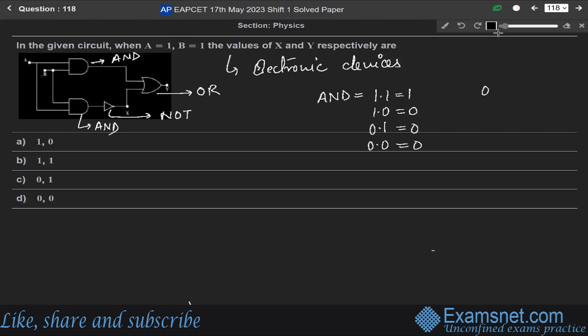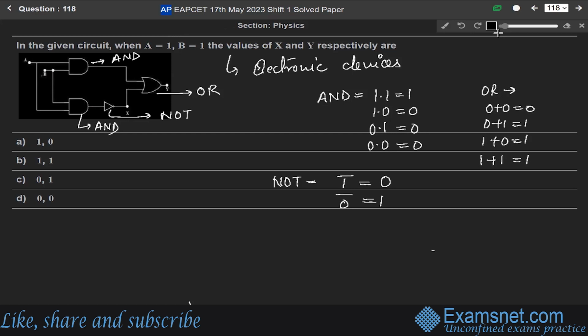And what does an OR gate do? An OR gate is just the basic addition, means 0 plus 0 will be 0, 0 plus 1 will be 1, 1 plus 0 will be 1, and 1 plus 1 will be 1. Okay. And what does this NOT gate do? This NOT gate just inverts the input. Okay, means 1 bar means 0, 0 bar means 1.